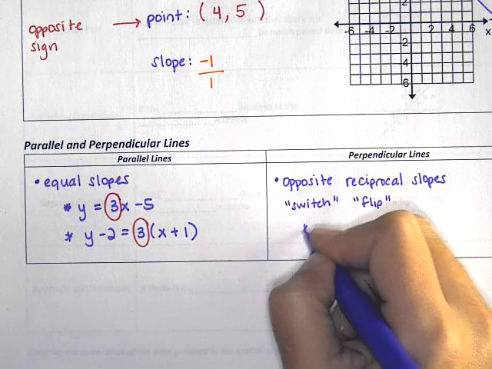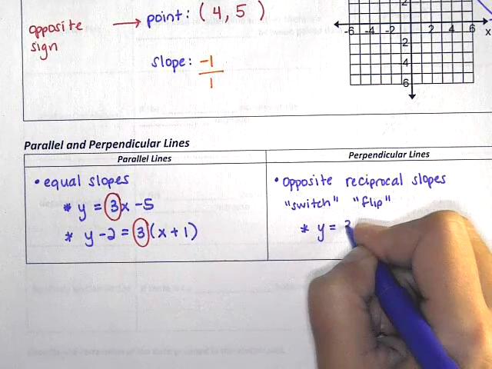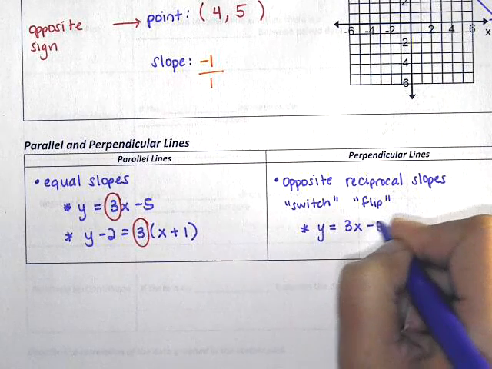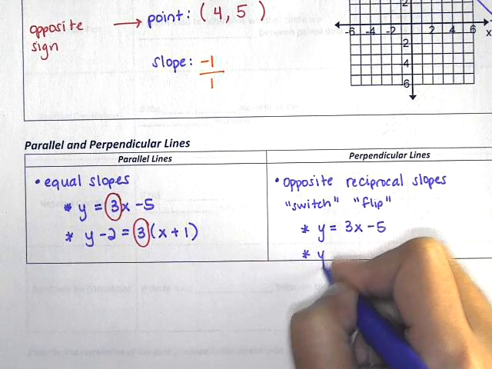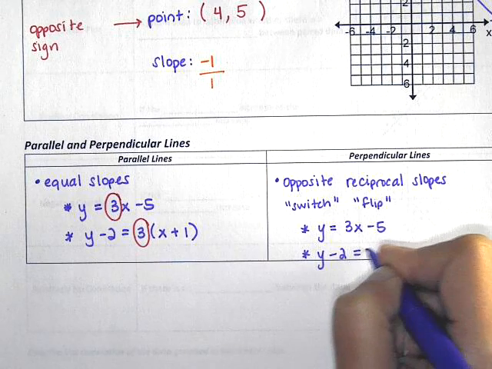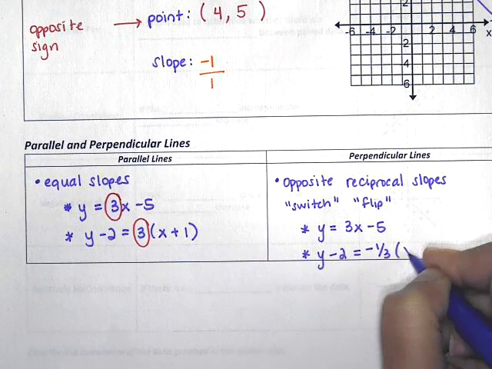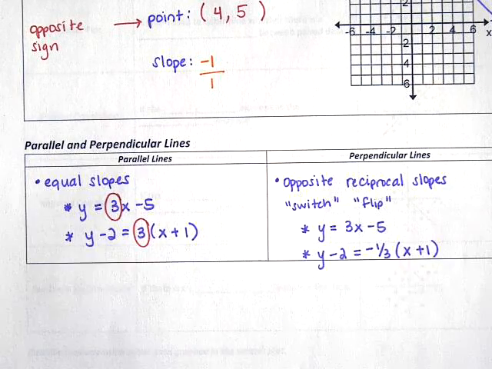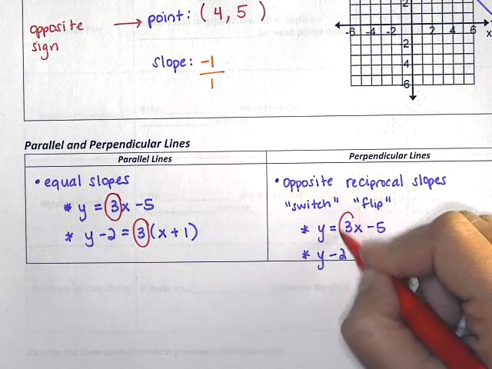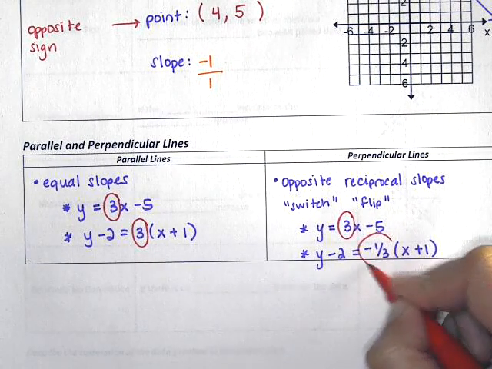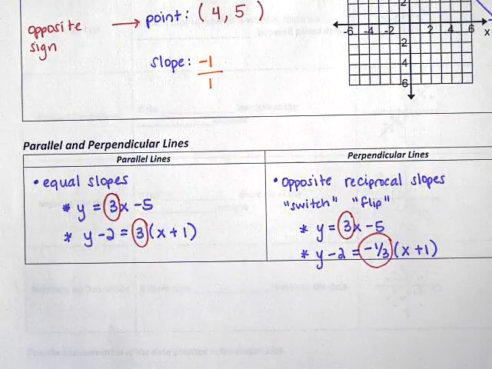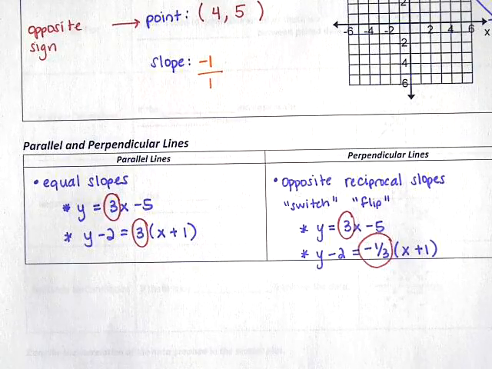Here's an example. y equals 3x minus 5 and y minus 2 equals -1/3 x plus 1. The reason that these would be perpendicular is because of the 3 and the -1/3. They are opposite reciprocals of each other.